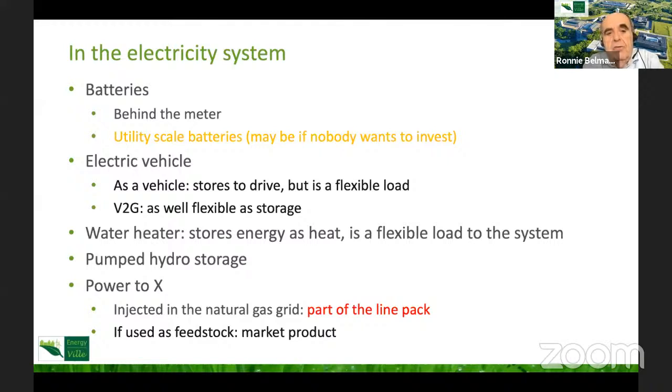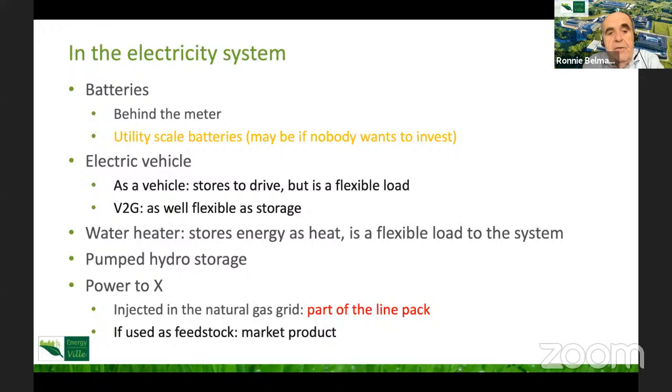I have a home battery, so nobody is regulating that. But if it's utility scale, there may be a need for regulated assets. Part of the regulated asset base of the TSOs, or the DSOs, is what nobody else wants to invest in.